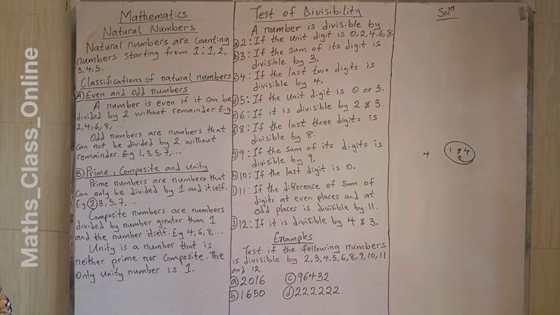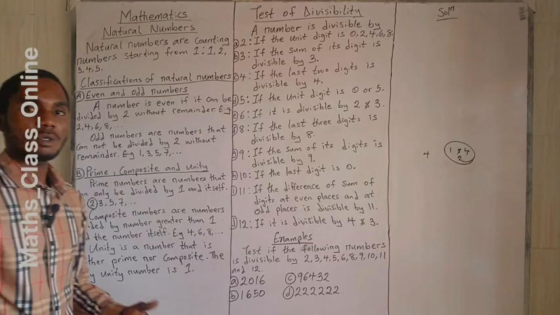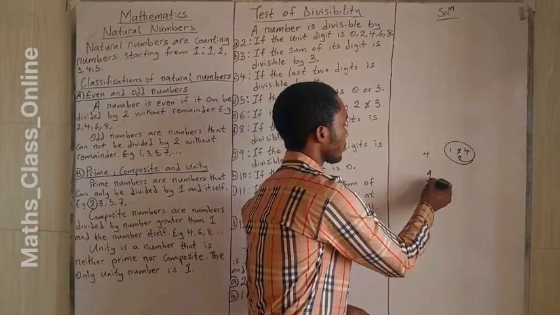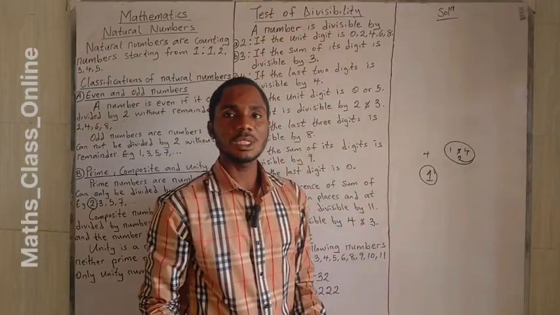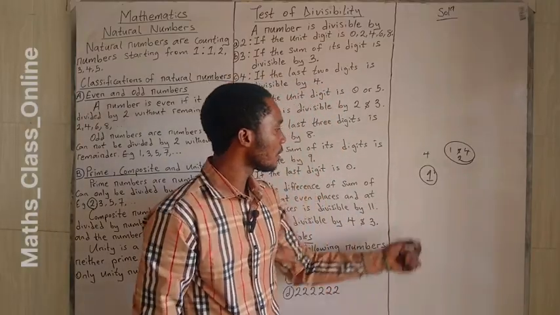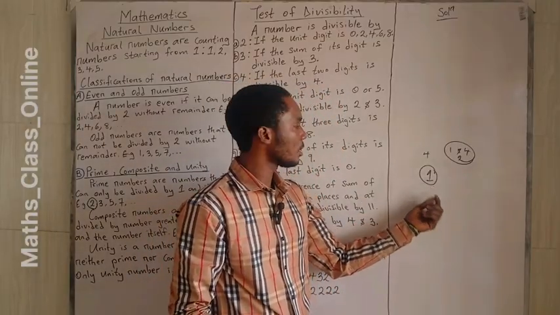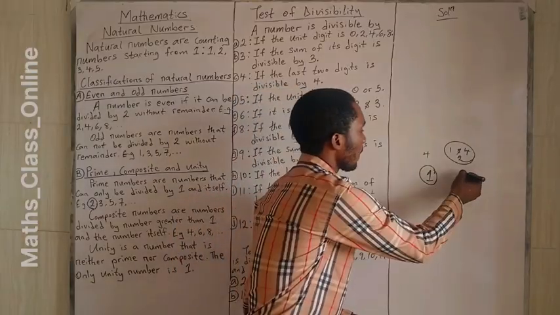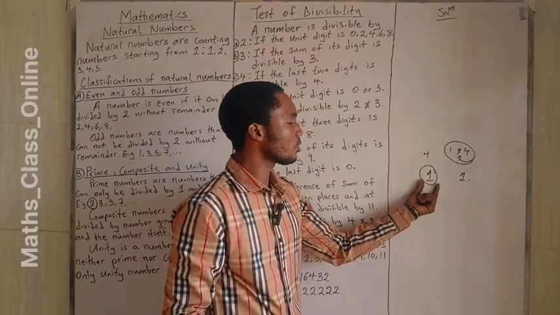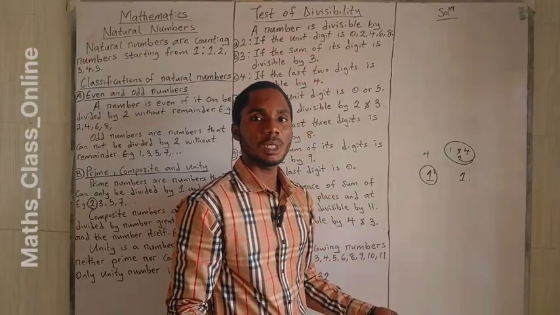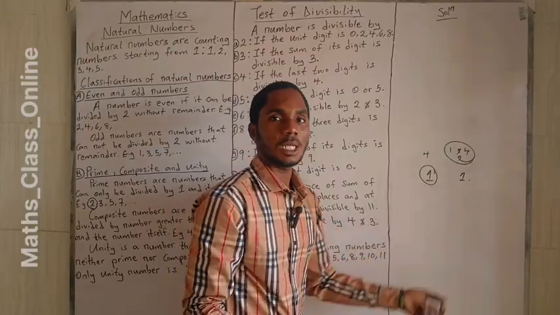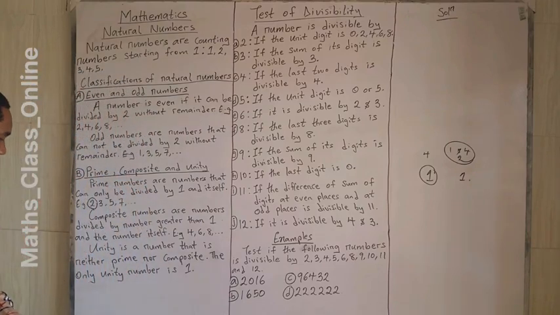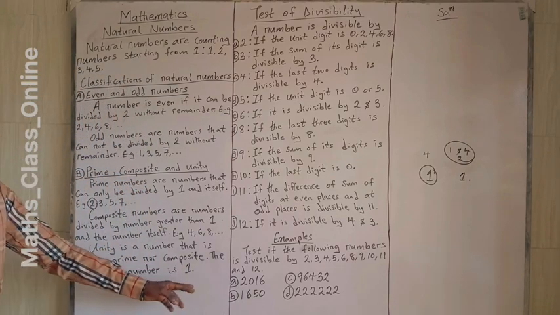And unity is a number that is not a prime and also not a composite number. Example: 1. 1 is the only unity number that we have because it is not a prime number. Why? 1 doesn't have two factors. The only factor of 1 is 1. And also it is not a composite because there is no other number that can divide 1. That means it is neither a prime nor a composite number. The only unity number is 1.